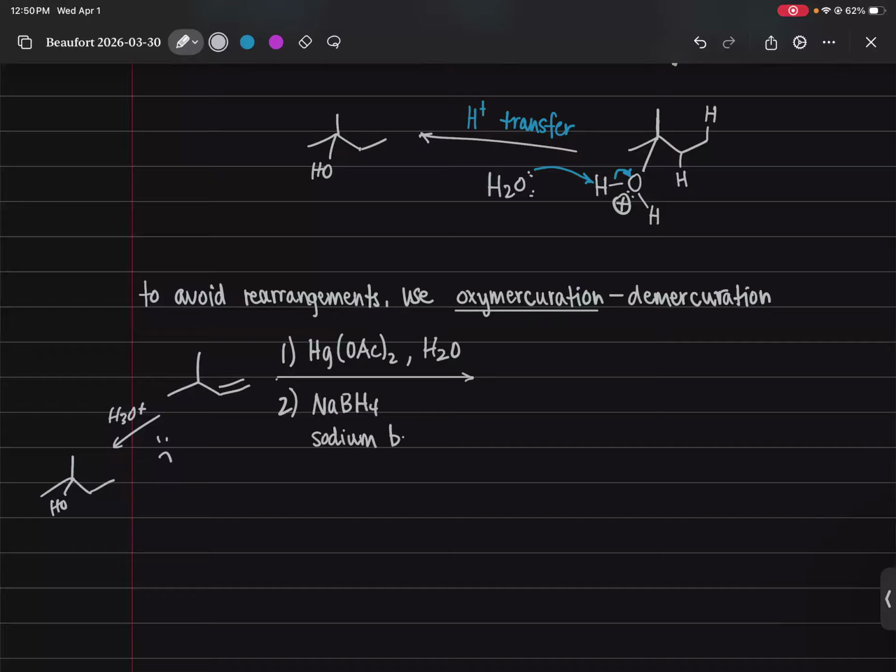And then we use sodium borohydride, NaBH4, in a second step. Essentially, that's the demercuration part. It gets rid of the mercury. Okay, and that does what we want it to do, gives us Markovnikov addition.